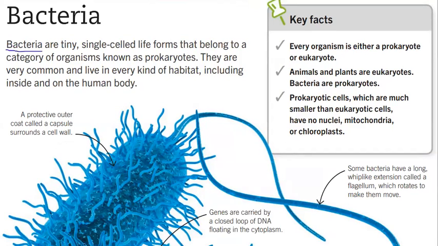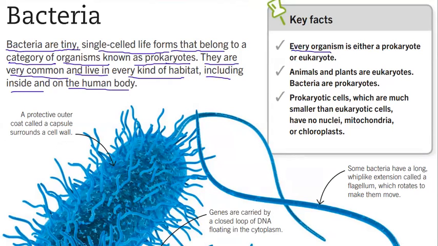Next, bacteria. Bacteria are tiny single-celled life forms that belong to the category of organisms known as prokaryotes, and they are very common and live in every kind of habitat, including inside and on the human body. Here every organism is either prokaryote or eukaryote. Bacteria come under prokaryotes, and animals and plants are eukaryotes.